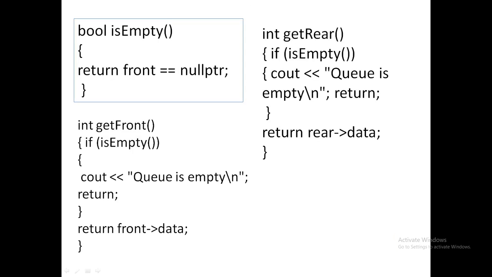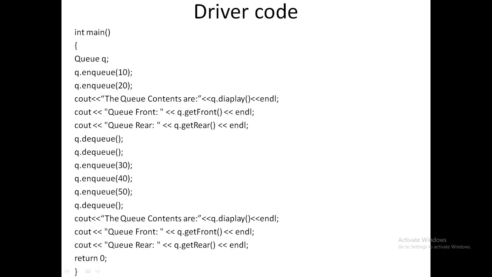Then is empty, in the sense the front is null, which means it will return true. Get front, in the sense if the empty is true, it means the queue is empty. Otherwise, the front data is returned. Get rear, in the sense the rear data is displayed or returned from the queue, and if it is empty, the queue is empty.